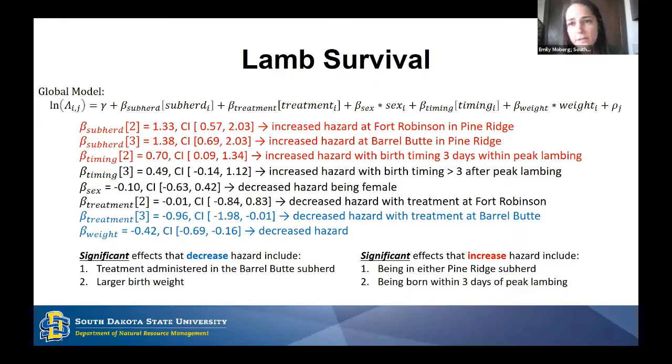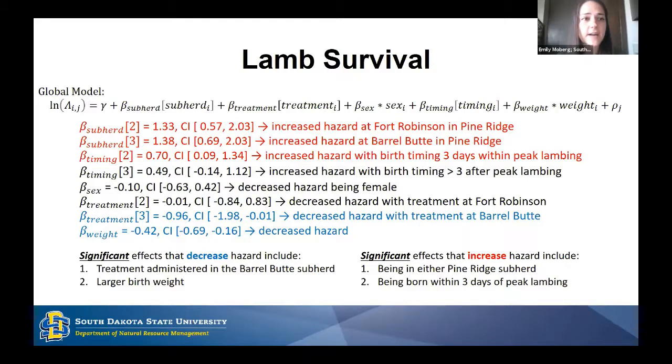By sex, by birth timing. So birth timing, it was more than 3 days prior to peak lambing, and then more than 3 days after peak lambing, and then by birth weight. So this is kind of a busy slide, but the important ones that I have highlighted in color are the ones that are statistically significant.